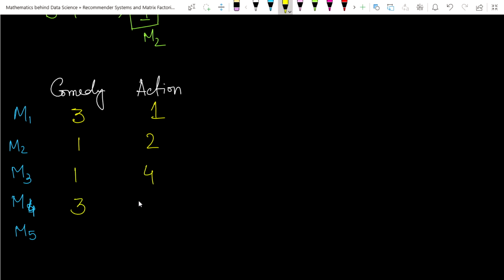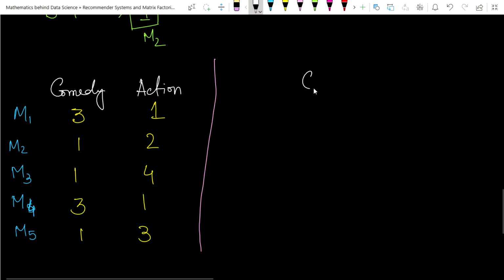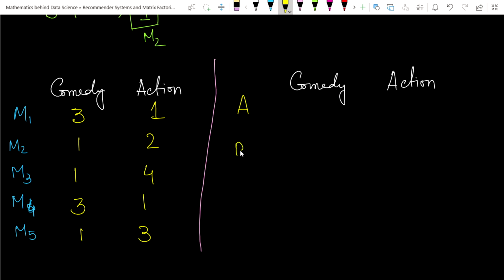Let's say we somehow got this data. Now our job is we have to predict. And for these two features also, comedy and action, for these two features, how many users do they have? We have taken 4 users here in that discussion.